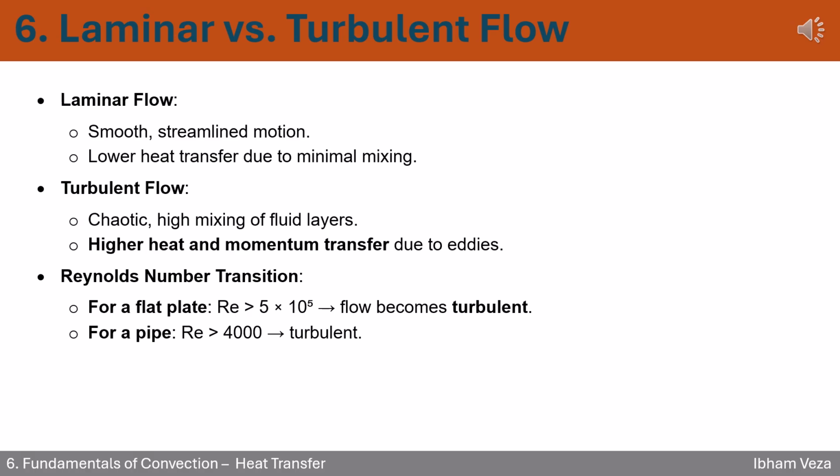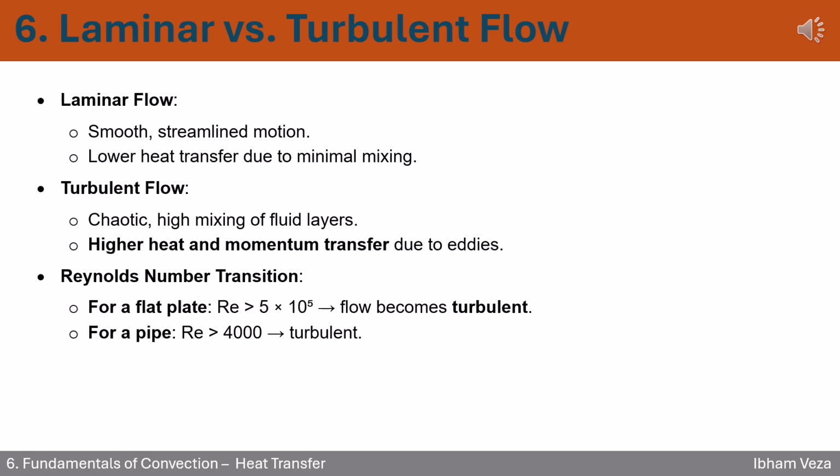Laminar flow, smooth and orderly flow with parallel streamlines, results in lower heat transfer since there's less mixing of fluid layers. Turbulent flow, chaotic and energetic with swirling eddies and high fluid mixing, delivers much higher heat and momentum transfer due to stronger mixing.